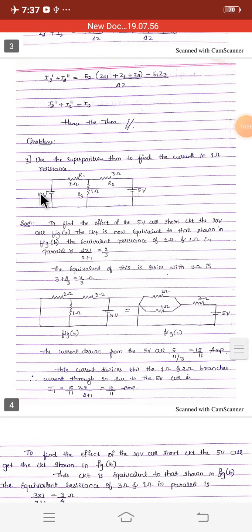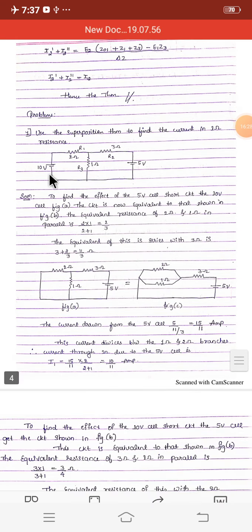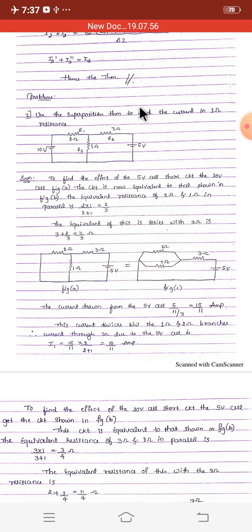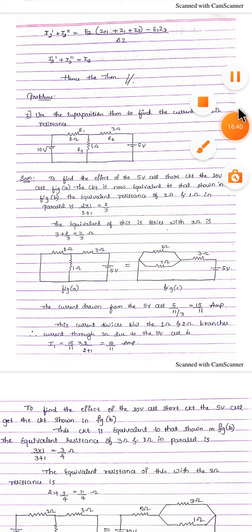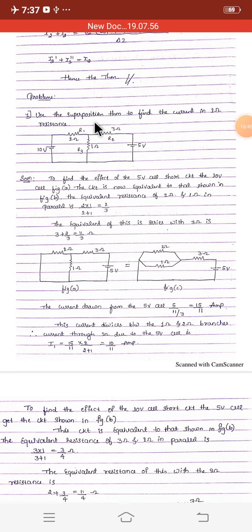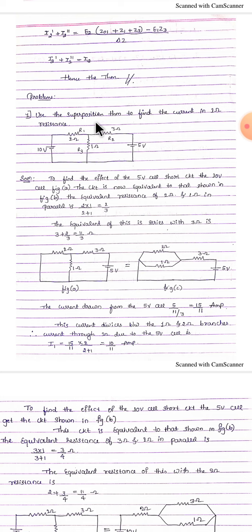Now I want to discuss problems based on the superposition theorem. See here, use the superposition theorem to find the current in the 1 ohm resistance. In the exam also they clearly mention using superposition theorem, or using Thevenin's theorem, or using Norton's theorem. Whenever they ask for a corresponding theorem, you have to solve that problem using that theorem only. So here superposition theorem is mentioned. This is the circuit diagram.